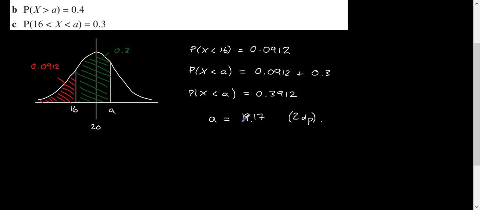Now, as you can see, obviously I got my value of a in the wrong place. It should have been to the left of the mean. But it doesn't matter, actually. You're not being marked on your ability to sketch this graph. The graph just helped me to figure out what it was that I needed to do to answer the question most effectively. The fact that a comes out as 19.17 is fine. That is the correct answer.